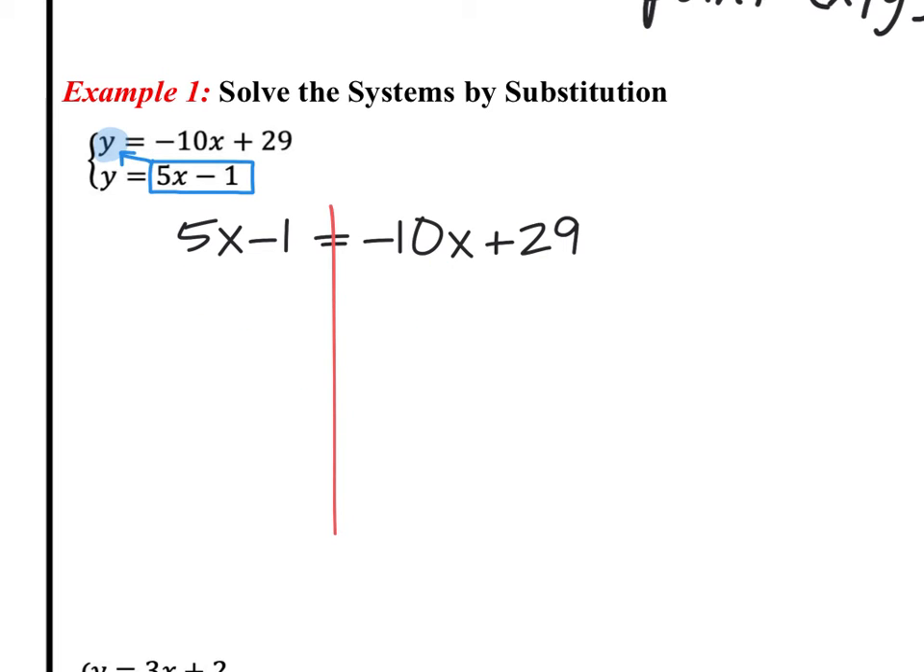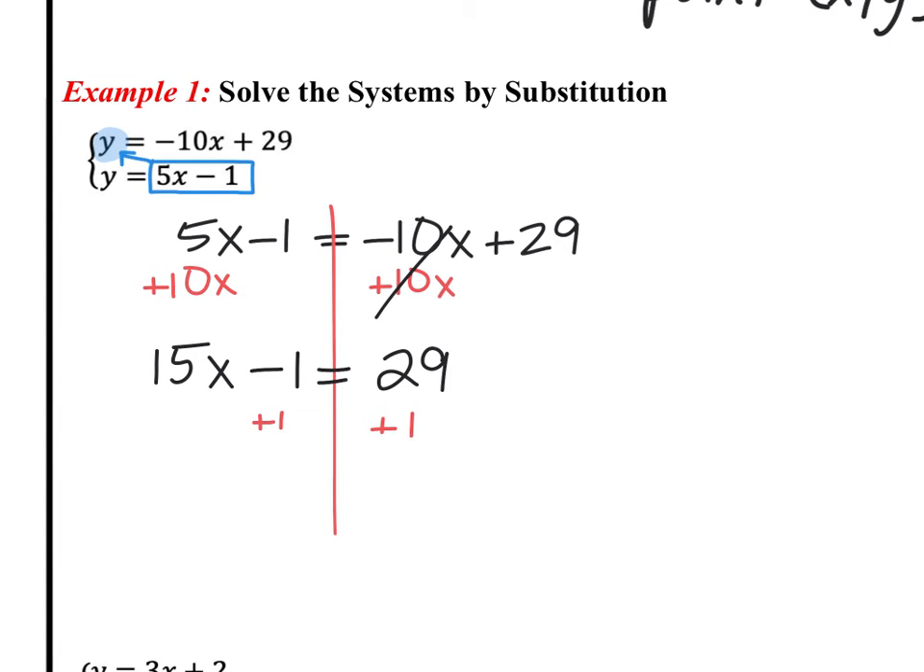So Evan, how would I move negative 10x to the other side? Add. Yeah, add 10x. If you do that, these cancel out, and you're left with 15x minus 1 equals 29. Jaden, what next? You add 1 to the 29. Yep, because it's being subtracted, do the opposite. And Eli, how do I get rid of the 15? Yes, because this is multiplication, you're going to divide to get rid of it.